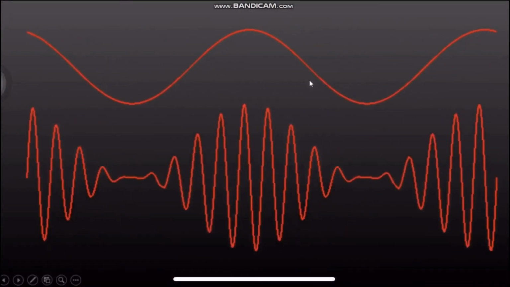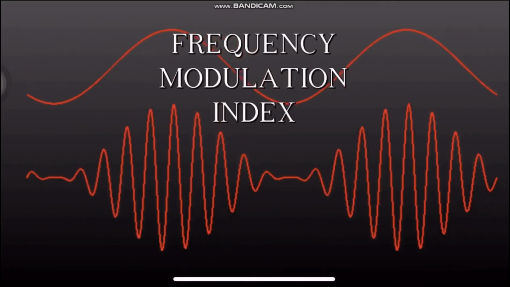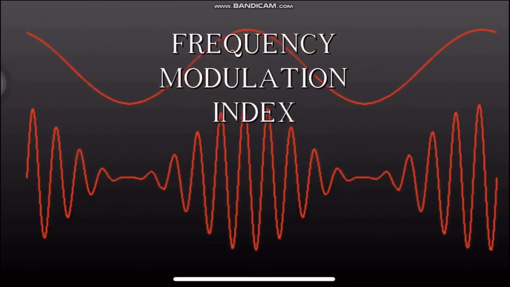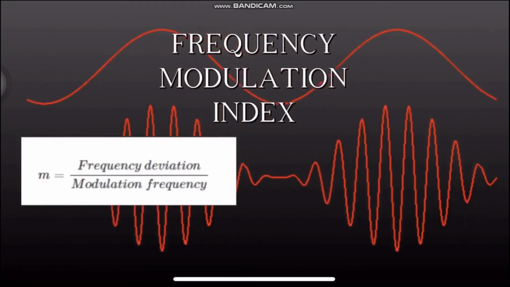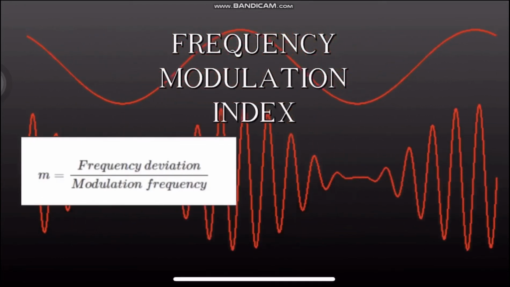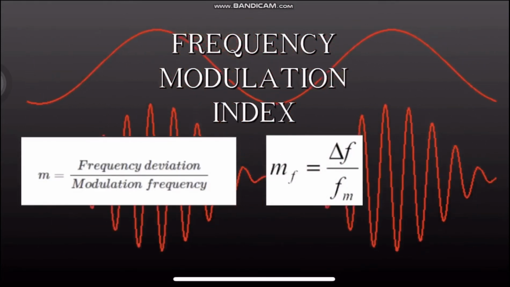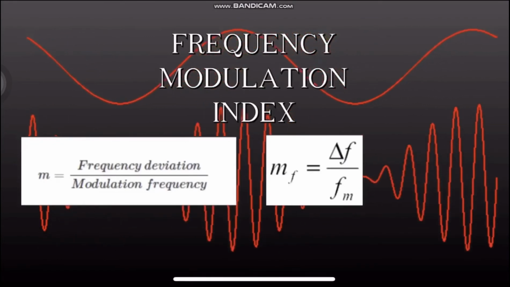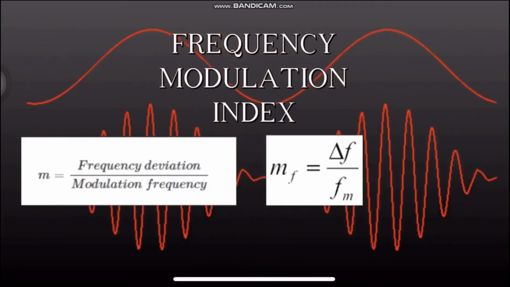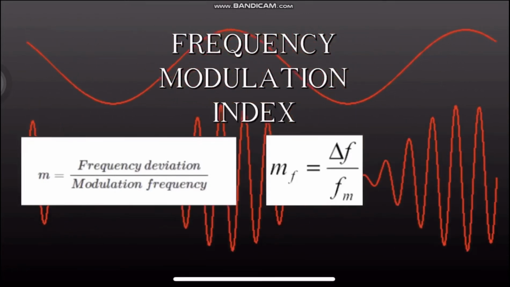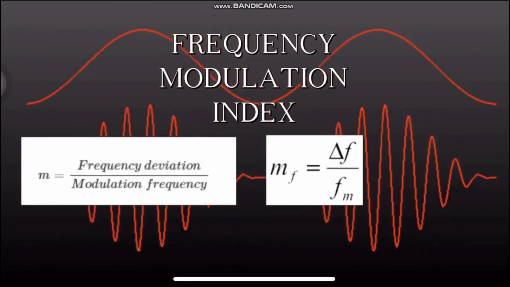Now, let's move on to the definition and equations of the following. Frequency modulation index. The frequency modulation index is equal to the ratio of the frequency deviation to the modulation frequency. From the formula and definition of the modulation index, it can be seen that there is no term that includes the carrier frequency, and this means that it is totally independent of the carrier frequency.